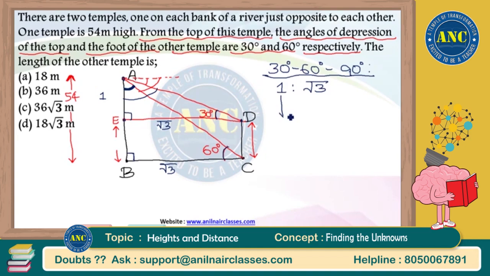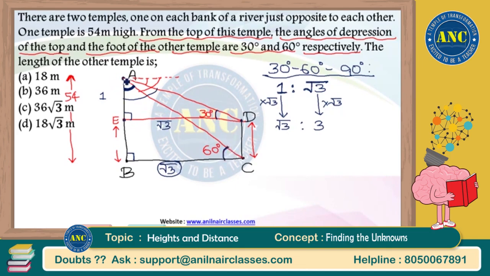So you also make some necessary arrangements. 1 should become root 3, multiply by root 3. Root 3 also multiply by root 3. Root 3 into root 3 is 3. That means opposite to 30, if it is 1, then opposite to 60 is root 3. It can also be said in a different way: if opposite to 30 is root 3, then opposite to 60 will be 3. Both are absolutely the same statement, sir. Do not worry about it.